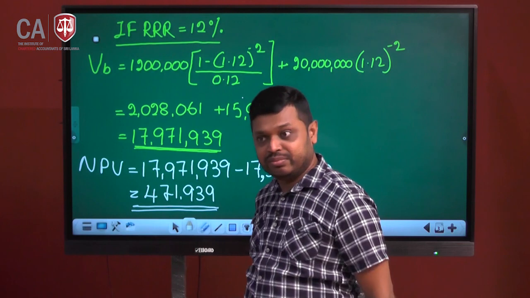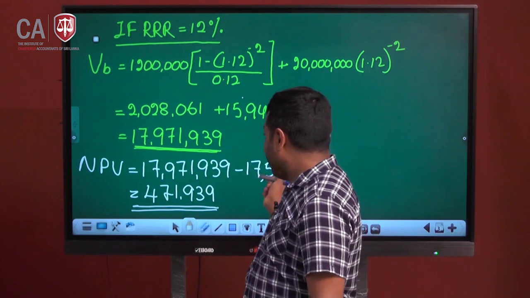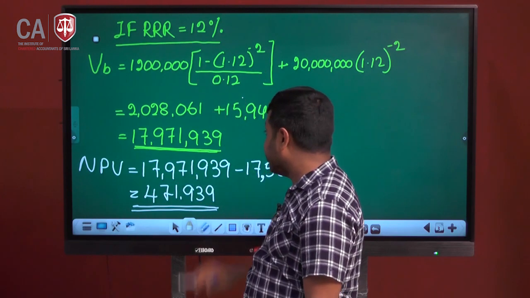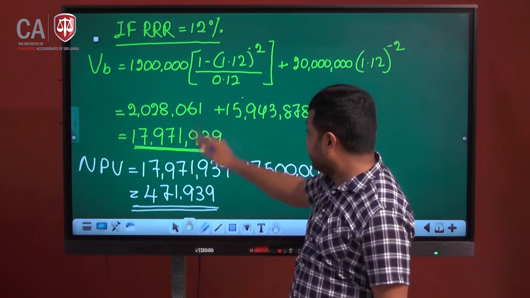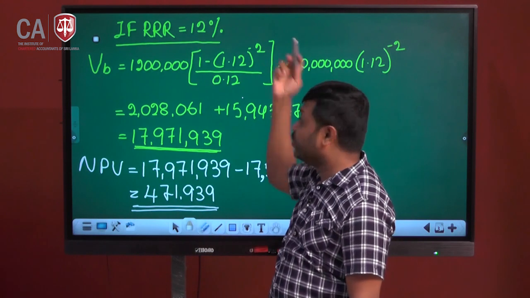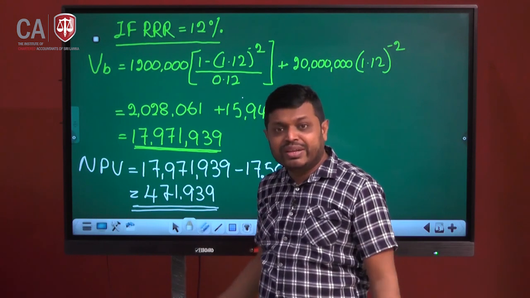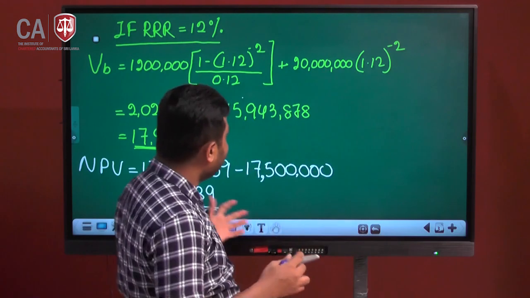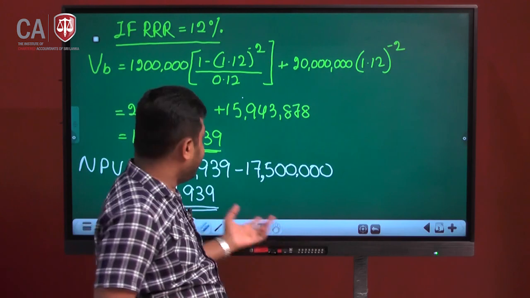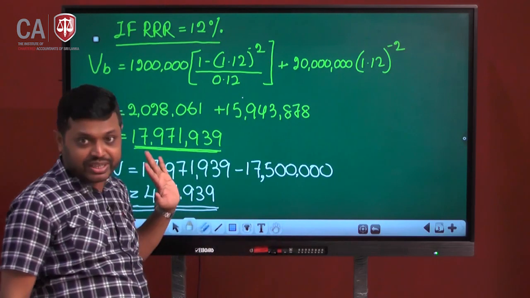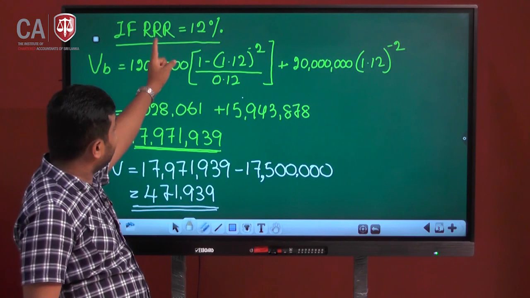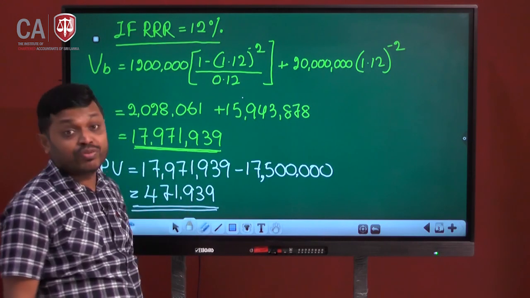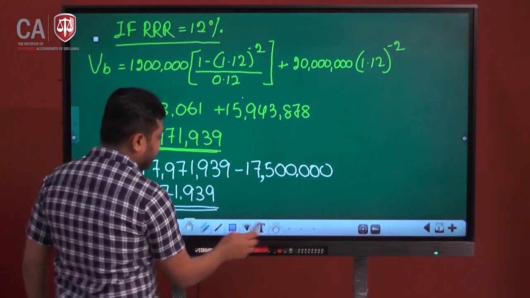Now you want to sell, so at which point is the present value of future cash flows equal to 17.5? At 12% it is 17.9. Definitely it should go beyond 12%. We will take 15%. Then I will calculate, if the required rate of return is 15%, what is the NPV or present value of future cash flows? Okay, we will do that.